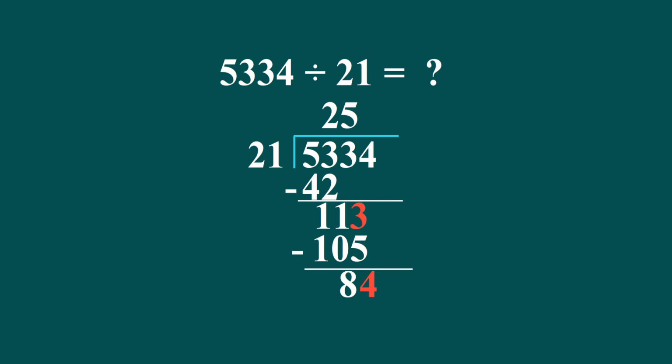How many 21 are in 84? The answer is 4. Now multiply 4 by 21, which gives us 84. Draw a line and subtract. The subtraction result is 0. The last result is 254. And this is our final answer for this problem.